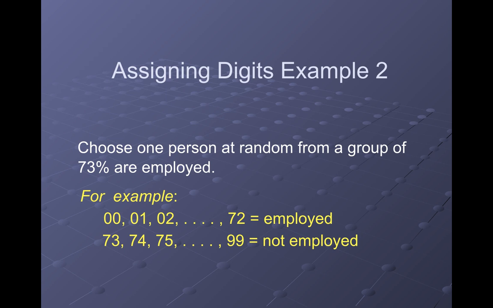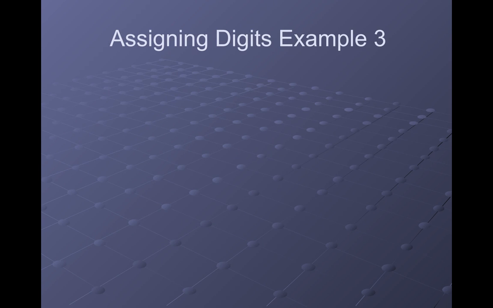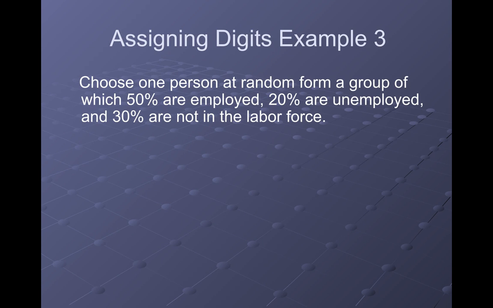But the point is, out of the possible combinations here, 73% of them represent employed, and the remaining 27% represent non-employed. Okay. If I have multiple categories like I have here, I can do the same thing. So I have 50% employed, 20% unemployed, 30% not in the labor force.